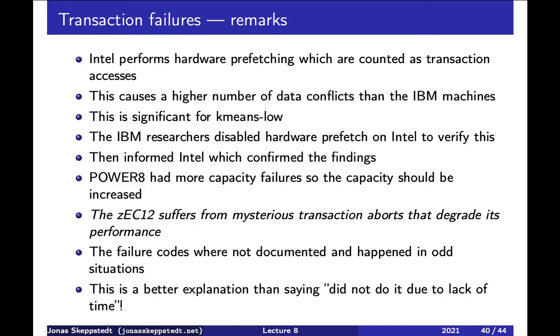It's simply they couldn't figure out why, and the reason is that the failure codes were not documented and happened in odd situations, and then it makes it super complicated to figure out what actually had happened. So good error codes from the hardware as to why a transaction fails is really important, both for hardware developers to understand what they should improve for the next machine, and for programmers to avoid these failures.